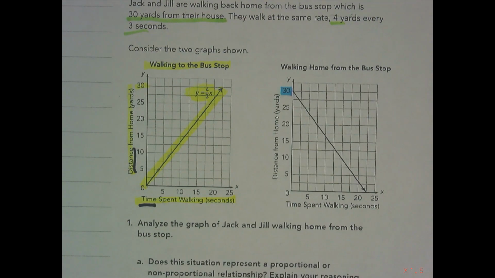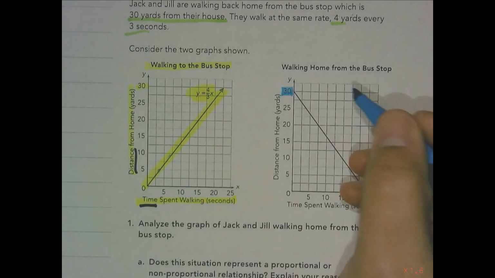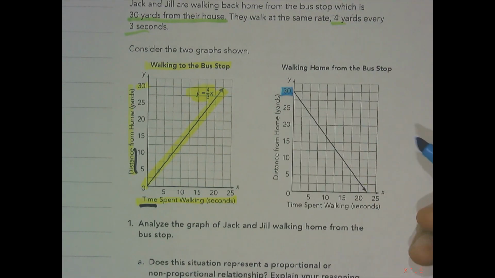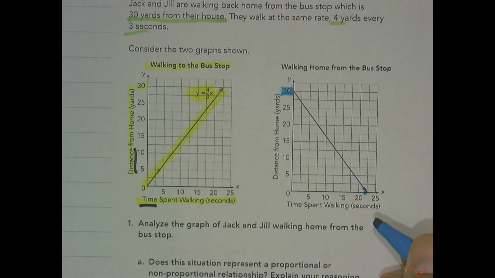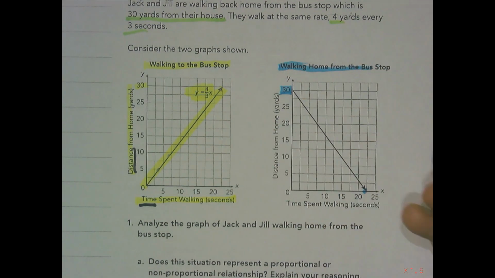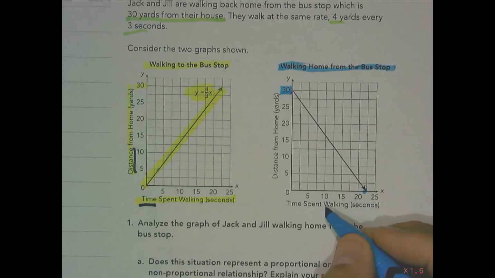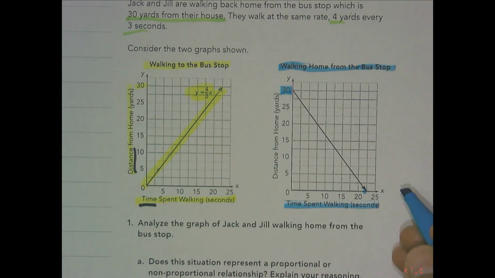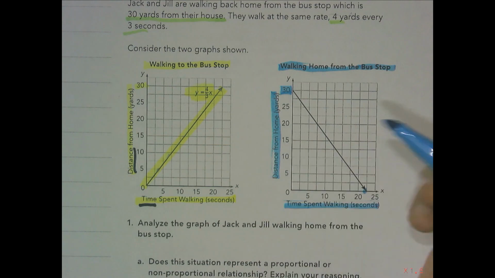So the second graph, they are 30 yards away, because that's where the bus stop is, and they're walking home. And so when they get home, they are 0 yards away from their house. It looks like it takes about 22.5 seconds for that. So the second graph is walking home from the bus stop. Again, we have the time spent in the x-axis and the distance traveling.